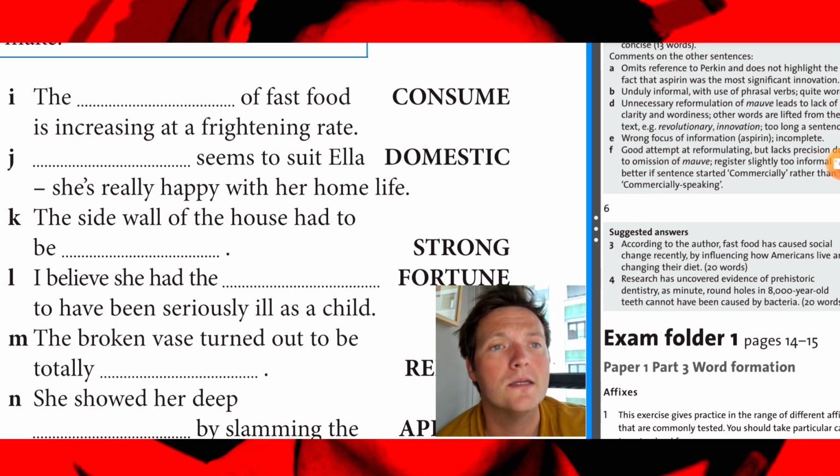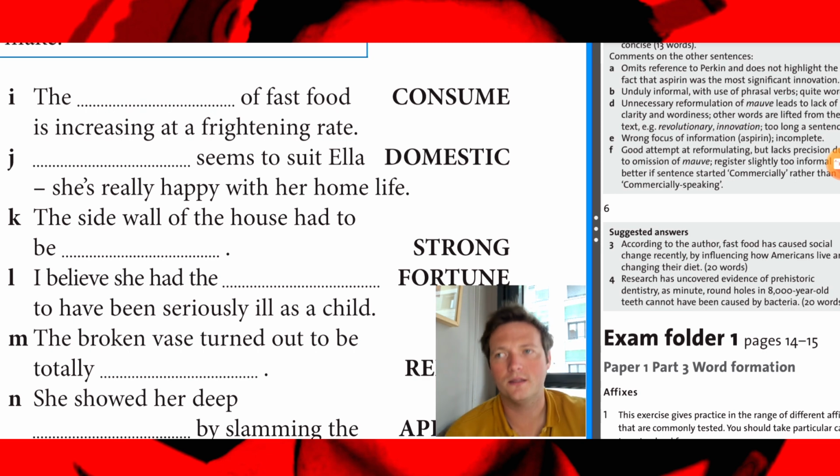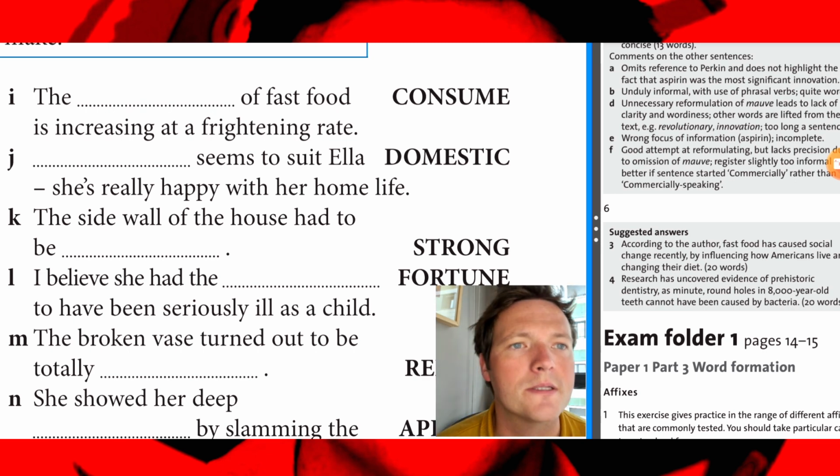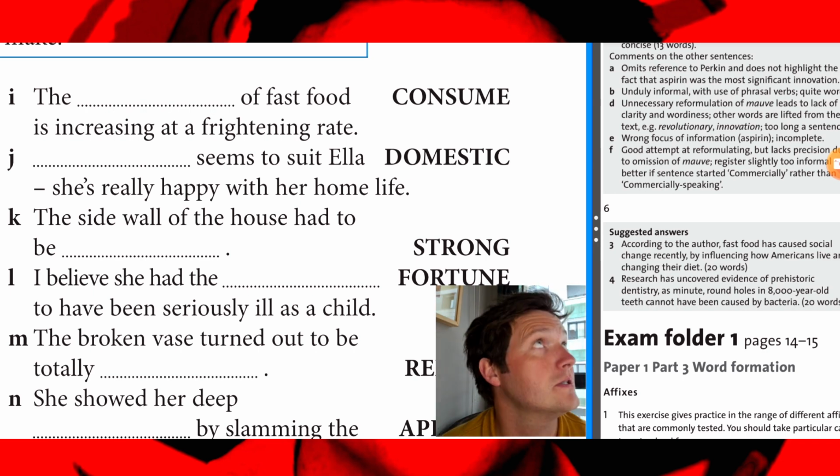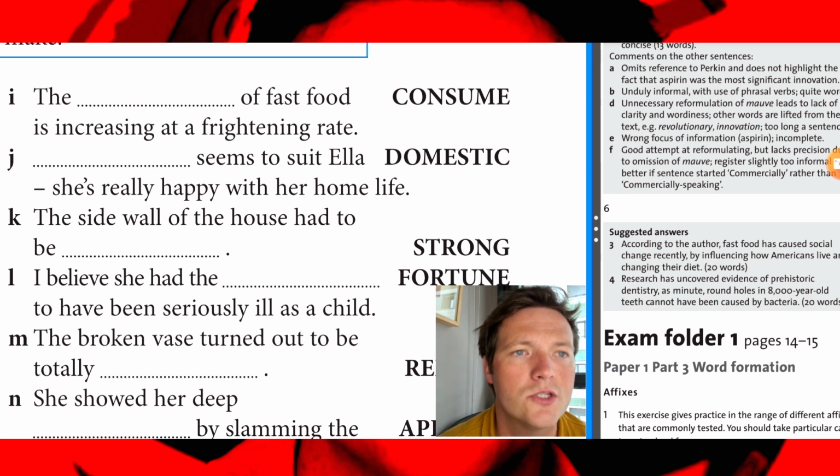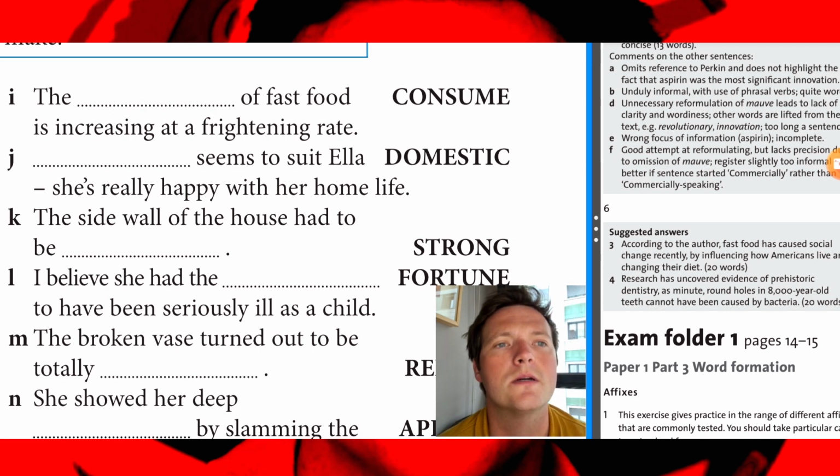The side wall of the house had to be made stronger. It had to be fortified. It had to be strengthened. And it has to be in the past participle there because of the had to be. Oh no, because it's in the passive. No, it had to be strengthened. To be strengthened, right? Past participle.